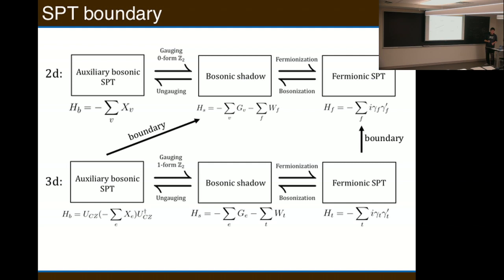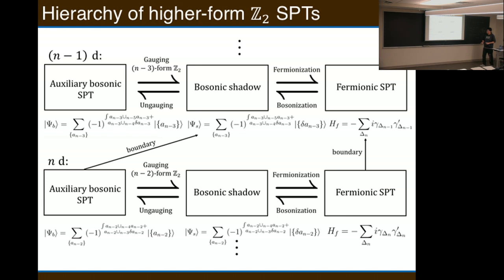So basically, this is our 3D map. In 2D we went from trivial fermion to the Ising model, and here we went from trivial fermion to a non-trivial one-form SPT. And the one-form SPT can have this toric code as a boundary. So it's like we are living in this SPT, and if we go to the boundary, we can go to a bosonic shadow in a lower dimension. It turns out this is true for higher dimensions. So we call it a hierarchy of the higher-form Z2 SPT.